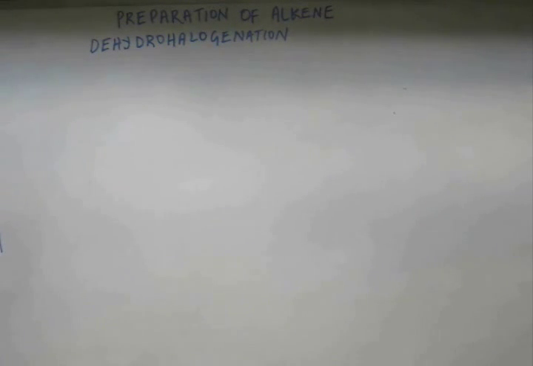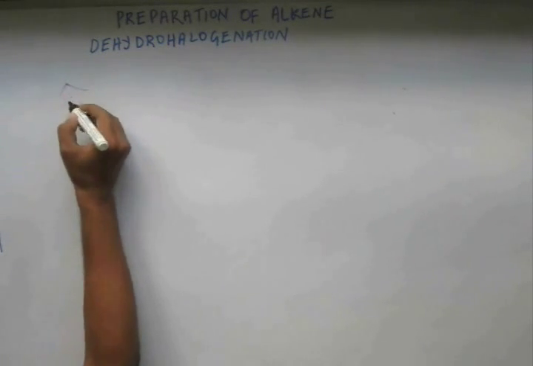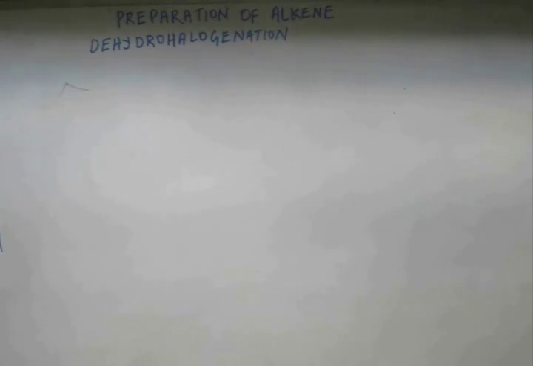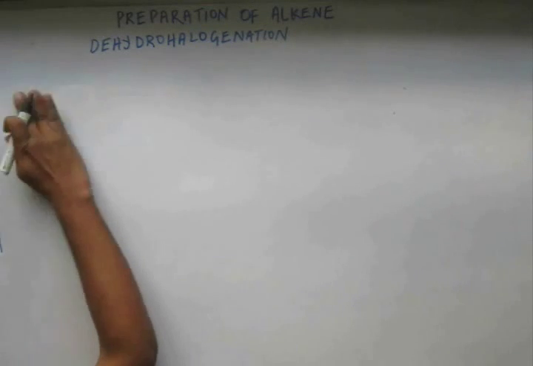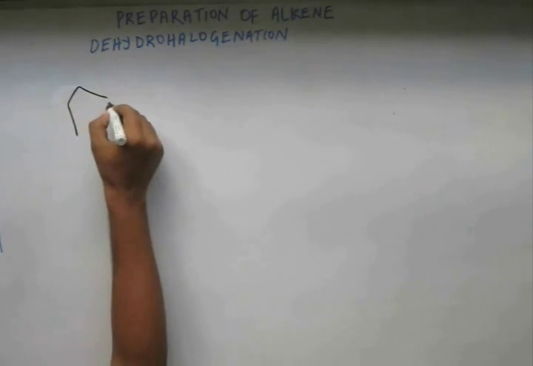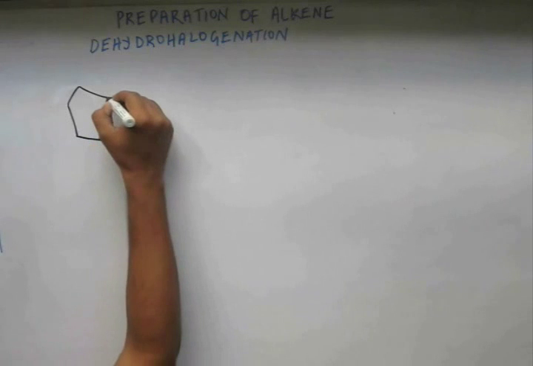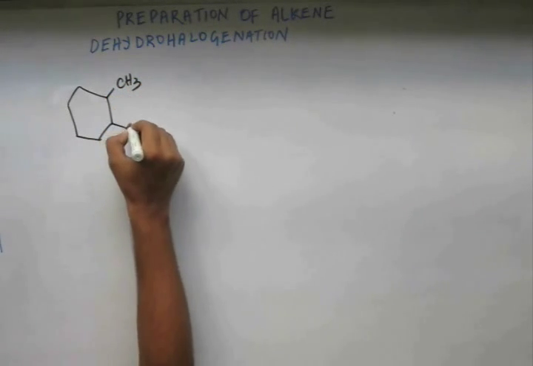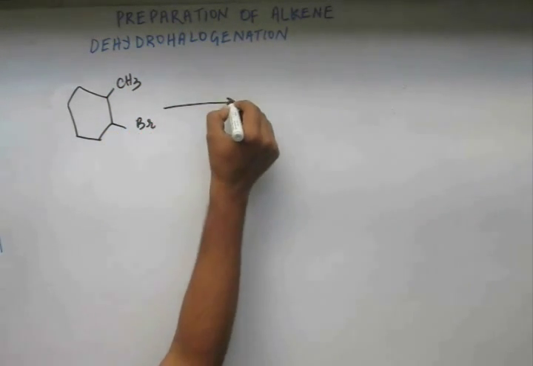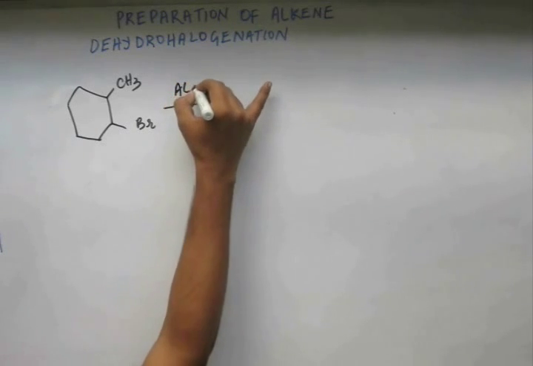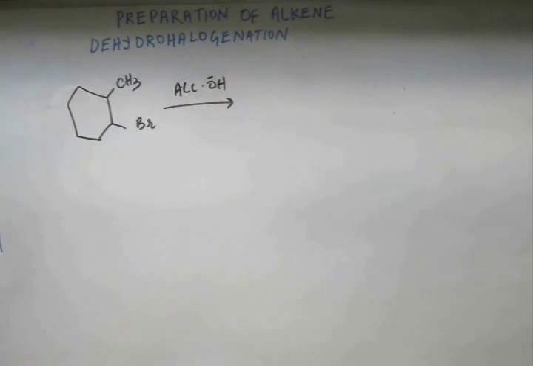Okay, now let's solve certain problems on dehydrohalogenation. Suppose this is my substrate and I'm adding alcoholic hydroxide, or I'm adding any other base. Then I'm writing all the questions at once and you try solving those questions.